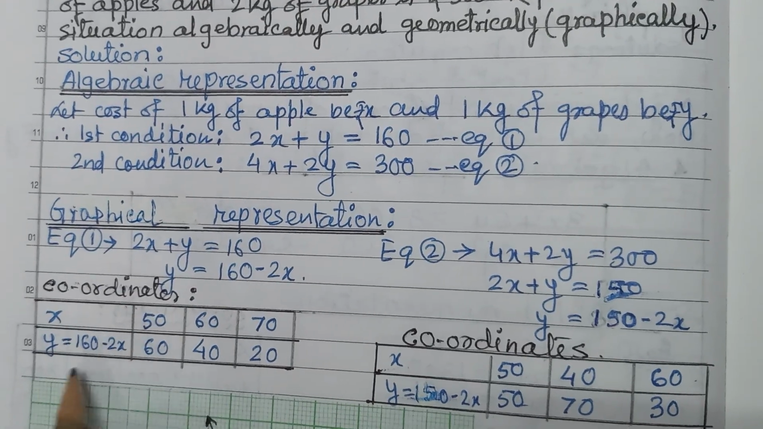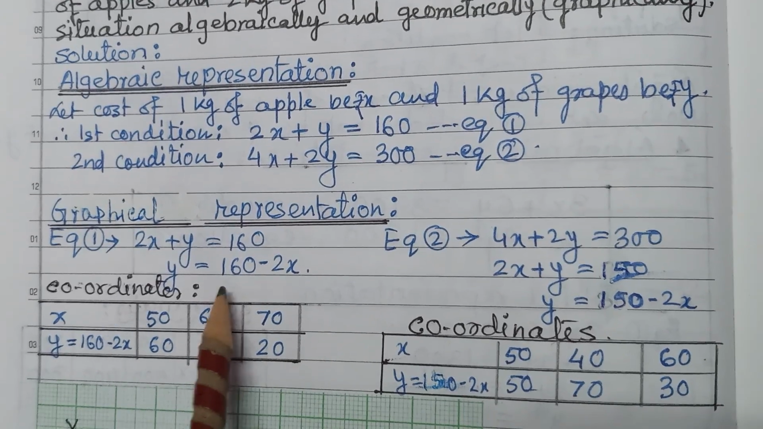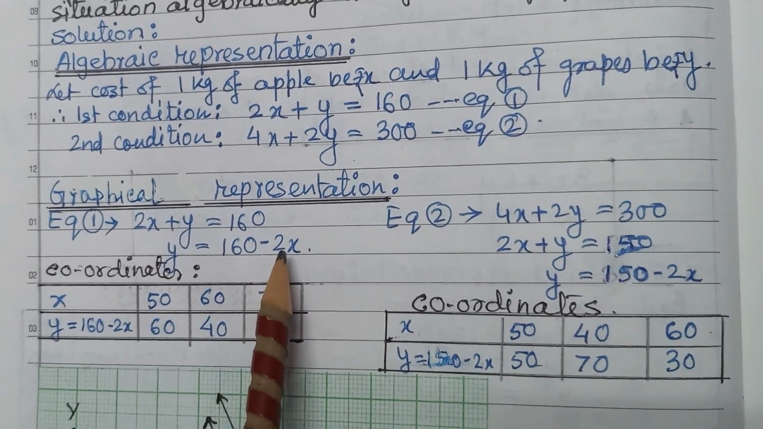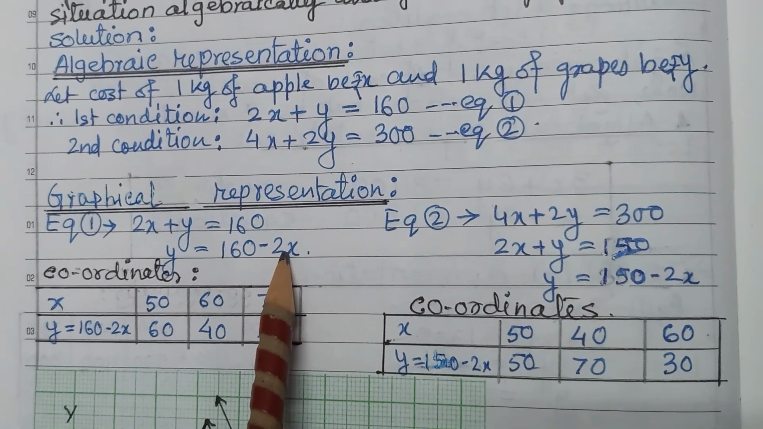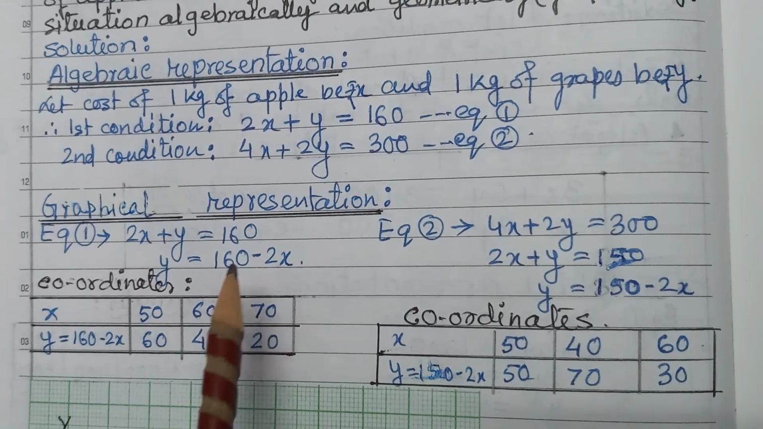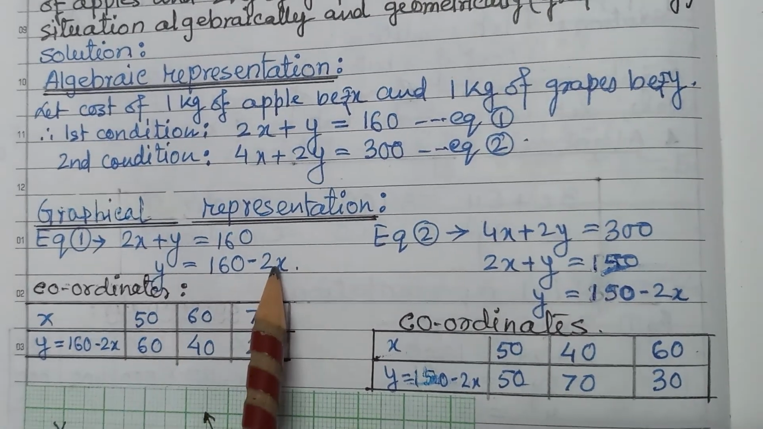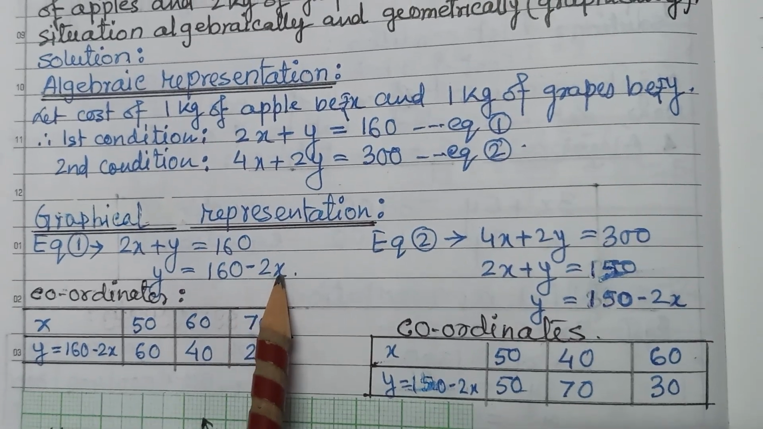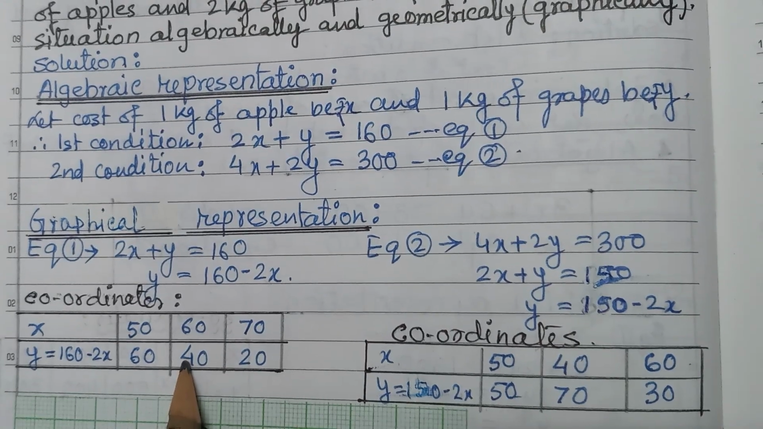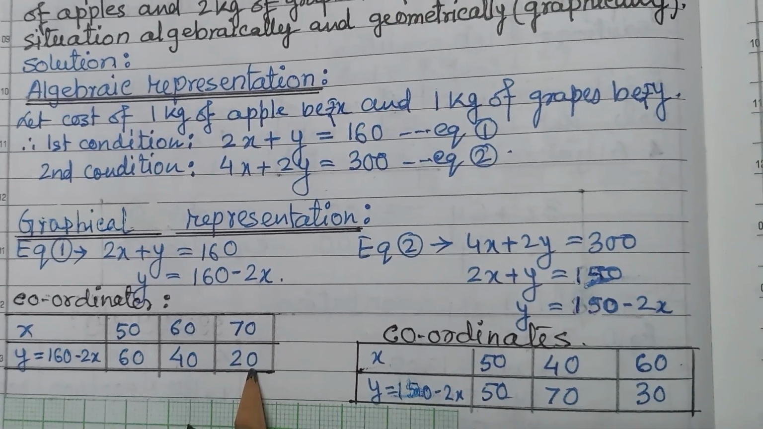Again, we have to find the coordinates. As this number is also big, we have to take bigger values of x. I have taken x equal to 50. So 2 into 50 is 100, and 160 minus 100 is equal to 60, so y equals 60. Next I have taken x equal to 60. So 2 into 60 is 120, and 160 minus 120 is 40. When I have taken 70, y is equal to 20.